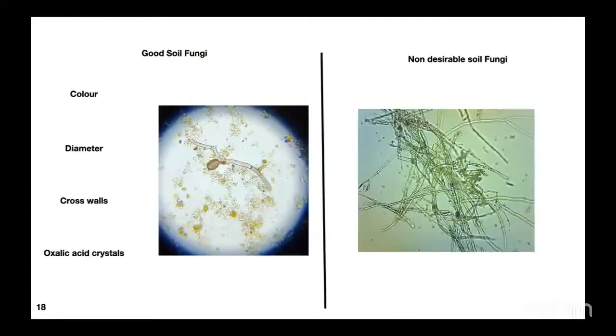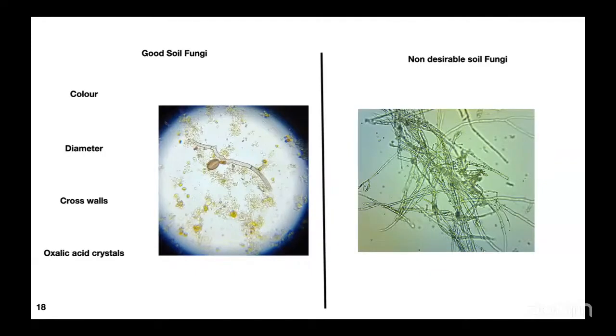As we can see in some of the pictures above, the pathogenic fungi are not desirable. When we look at these under the microscope, we can see some very obvious traits. Some of this includes color, diameter, and cross walls. These are quick indicators of good or pathogenic fungi. So when we're looking under the microscope, this is what we're looking for.